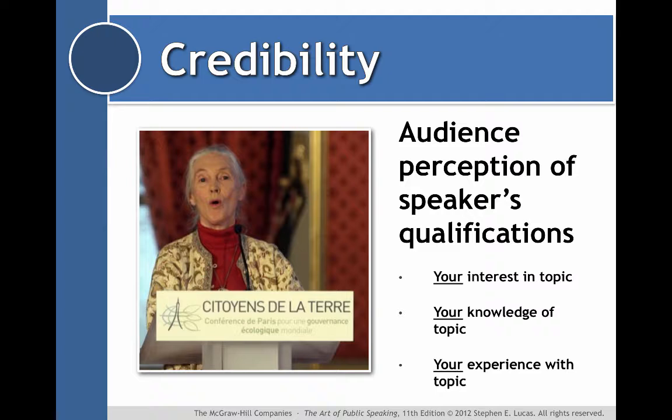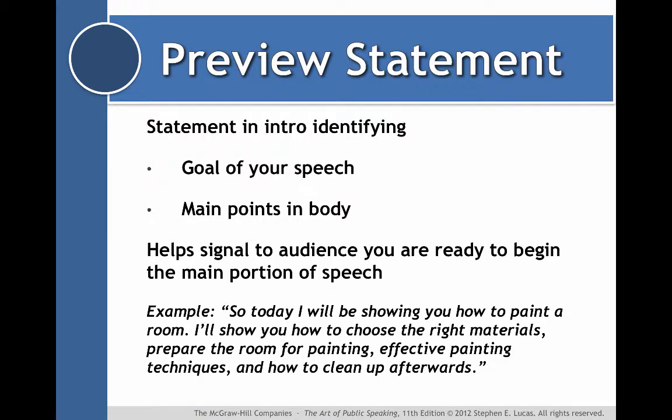You don't have to be a recognized expert on a topic to give an effective speech about it. You just have to have some connection to the topic via interest, knowledge, or experience. And don't be shy about telling us what your connection is. We need to hear it so we can trust that you're giving us the best information about that topic.